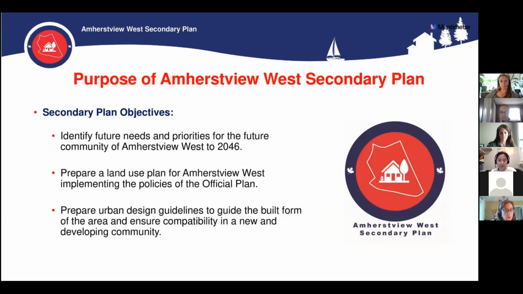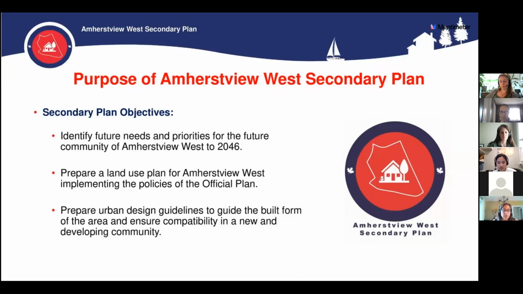So the objectives for the Amherstview West secondary plan are to identify future needs and priorities for the future community of Amherstview West to 2046. This will include looking at housing types, urban design, community amenities, protection of the natural environment, stormwater and servicing, transportation, including active transportation. It will result in a land use plan that will implement the vision and the policies of the official plan for Amherstview West, and specifically the vision and ideas that come through the community engagement process.